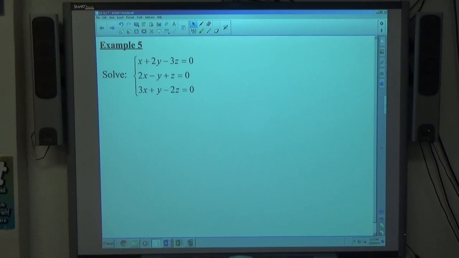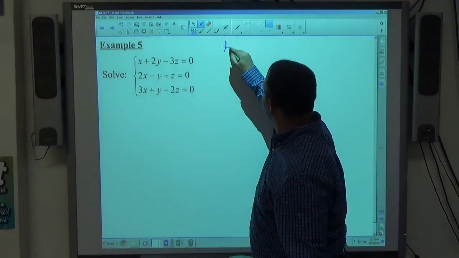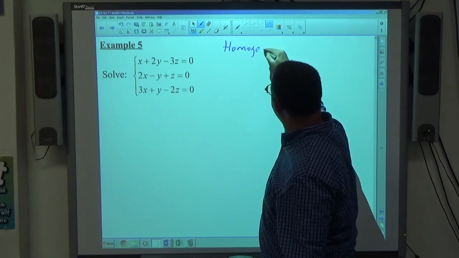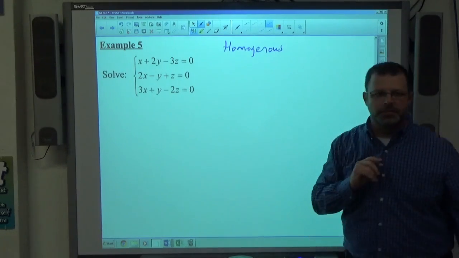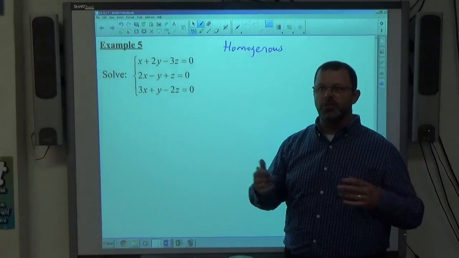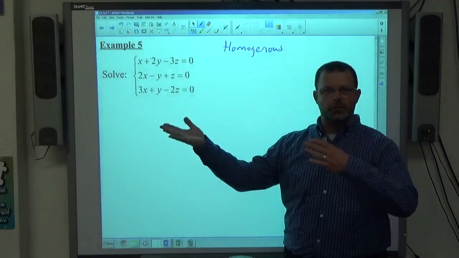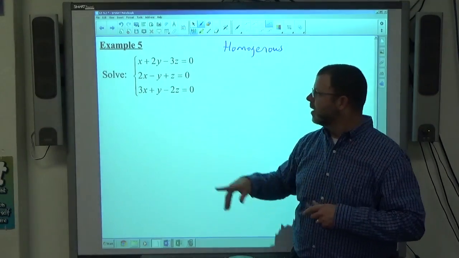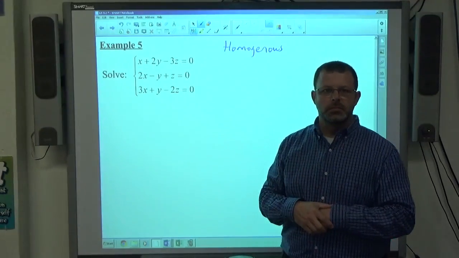Okay, example 5. Everything equals 0. The book calls it a homogeneous equation. I don't know why, but that's what they call it. If nothing else works, 0, 0, 0 is the correct answer to this. In other words, if you get to a point where it's an empty set situation, or two of the planes are parallel, whatever, 0, 0, 0 is going to work.